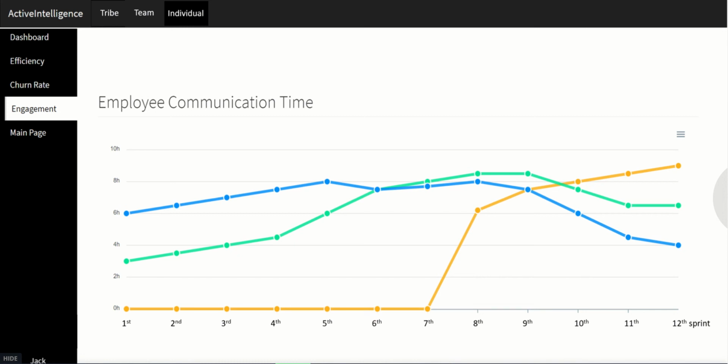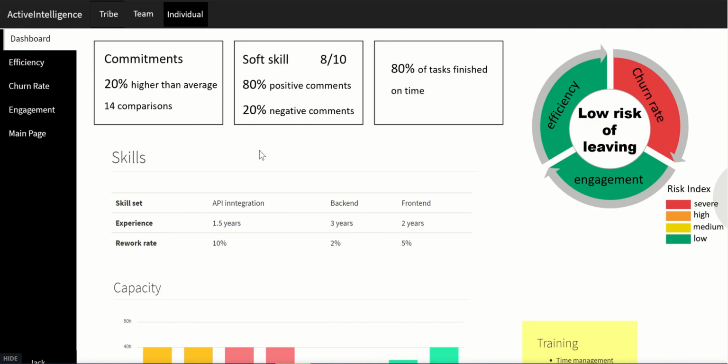What's the problem? So by tracking all those metrics, we can understand who is your key talent, who is the person who might leave soon, who is the person who might need more technical training. So as you can see, this is like a light bulb. By tracking efficiency, engagement, and churn rate, we know from the inside who has a high risk of leaving.